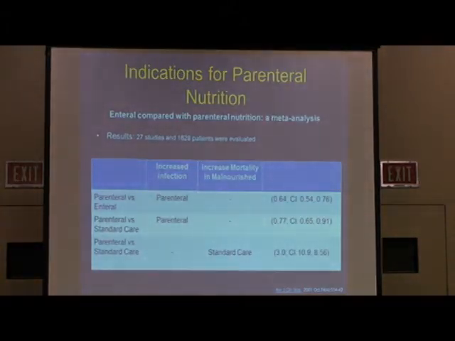So of the 27 studies and a little over 1,800 patients, they found that in terms of increased infection, it was greater in the parenteral nutrition group. But when they compared parenteral versus standard care, they actually found an increased mortality in the standard care group. Again, supporting the fact that if you have a malnourished patient, using parenteral nutrition earlier makes sense.